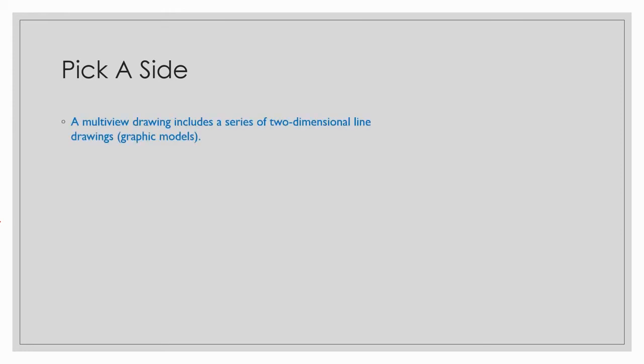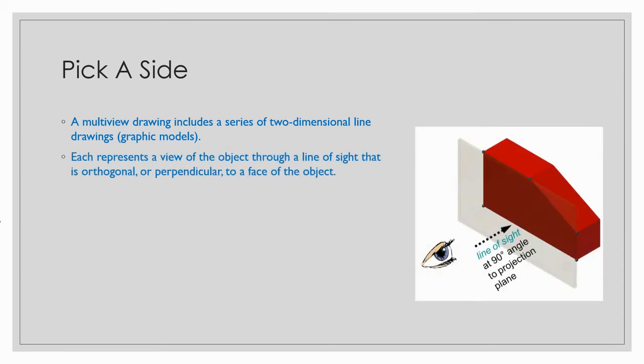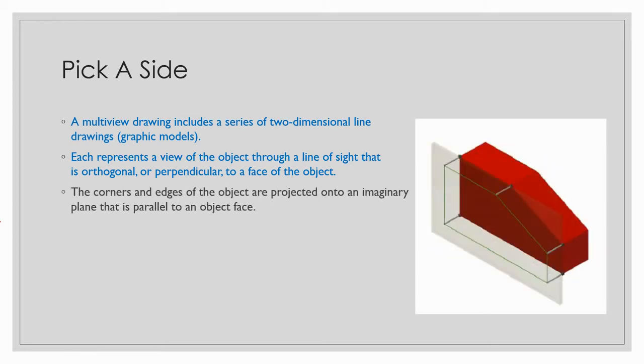A multi-view drawing includes a series of two-dimensional line drawings called graphic models. Each one represents a view of the object through a line of sight that is orthogonal, or perpendicular, to the face of the object. The corners and the edges of the object are projected onto an imaginary plane that is parallel to the face of the object. So in this drawing right here, you can see that the plane is located right here. So we've taken a sheet of glass and we've put it in front of our object.